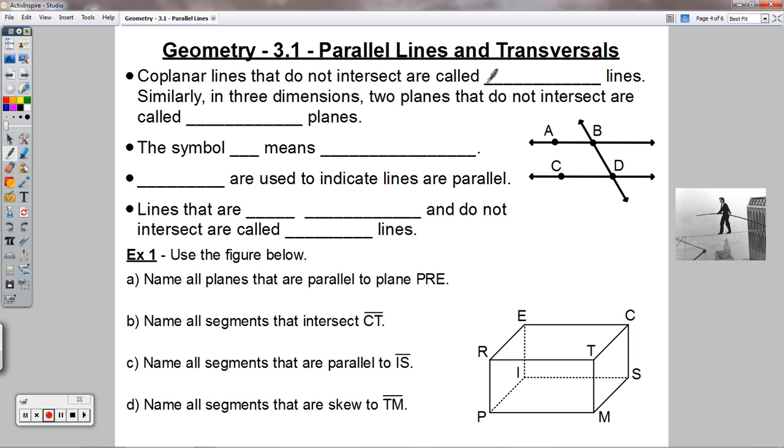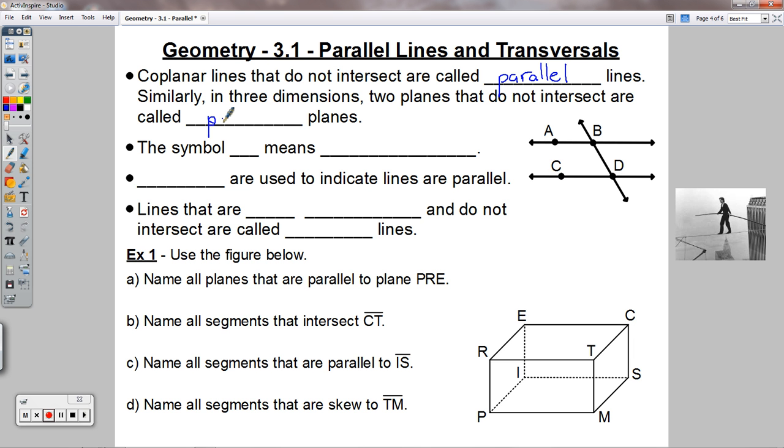So 3.1, coplanar lines that do not intersect are called parallel lines. And let me just change the width of my pen. There we go, it's a little better. They're called parallel lines. Make sure you spell that right. I see this misspelled a lot. P-A-R-A-L-L-E-L. Similarly, in 3 dimensions, two planes that do not intersect are called parallel planes.